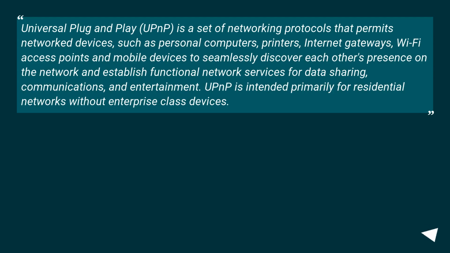From Wikipedia, UPnP: Universal Plug and Play, UPnP, is a set of networking protocols that permits network devices, such as personal computers, printers, internet gateways, Wi-Fi access points and mobile devices to seamlessly discover each other's presence on the network and establish functional network services for data sharing, communications, and entertainment. UPnP is intended primarily for residential networks without enterprise-class devices.